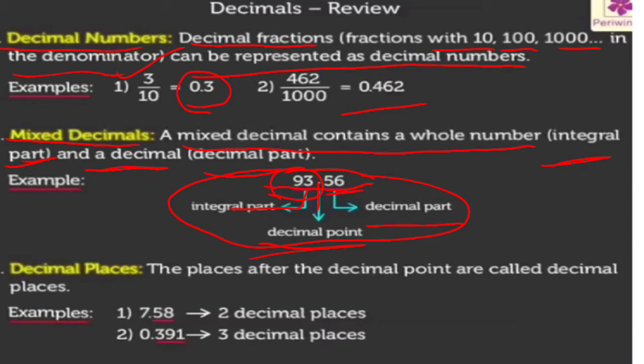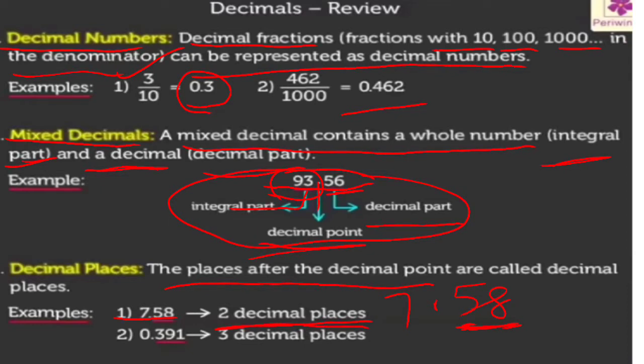Okay. Now decimal places. The places after the decimal point are called the decimal places. Like I am writing 7.58. So that becomes 2 decimal places, 58 after the decimal. After the decimal, how many places are there? 5, 8. 2 decimal places. So we can say 2 decimal places.